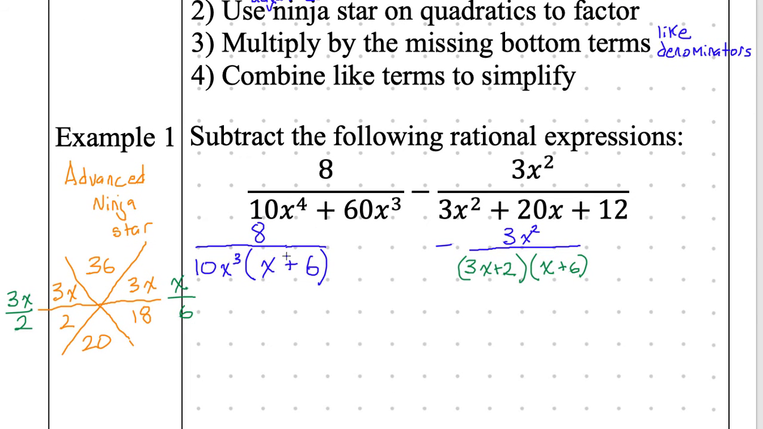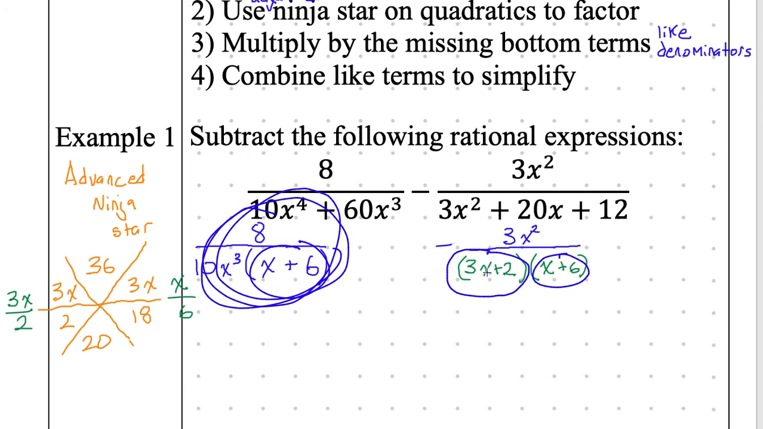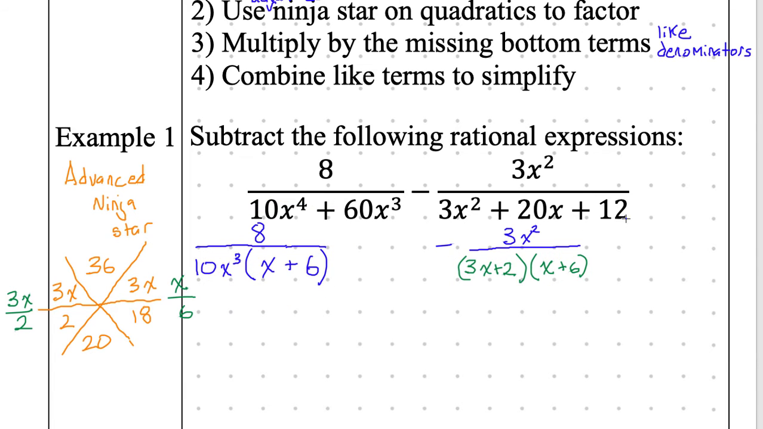So what's missing on the bottom? Hey, look, both of them have an x plus 6. Cool, so what's missing? Well, therefore, this fraction on the left-hand side is missing a 3x plus 2. So let's multiply it by 3x plus 2 all over 3x plus 2. Again, you have to multiply the same thing by the top and bottom, because otherwise you're changing the value. Right now we're really just multiplying by 1.